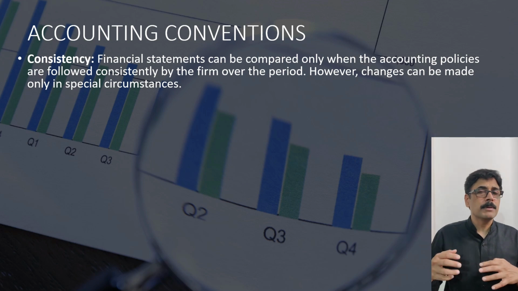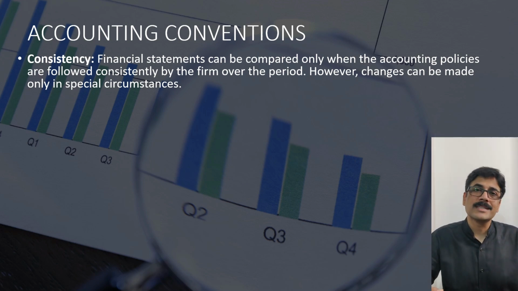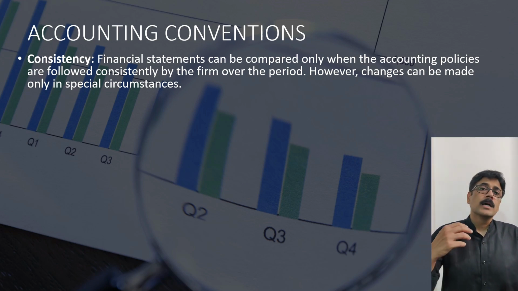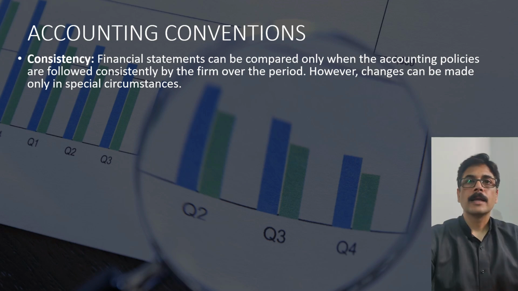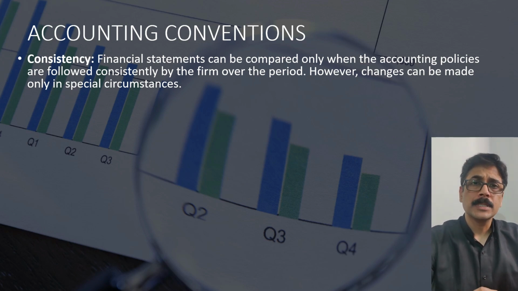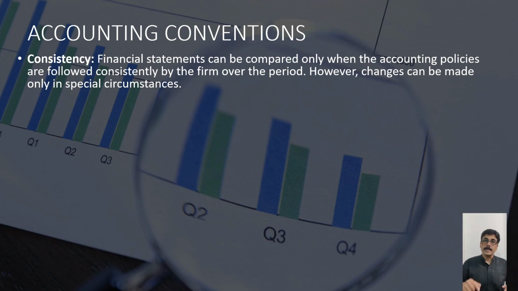Or for that purpose, let me give an example. What does consistency refer to? There are ways to value your inventory, like FIFO, LIFO, and the weighted average method. In the same way, fixed assets can be depreciated by different methods, like the straight line method, diminishing balance, or written down value method. But consistency says that you have to follow the same method.